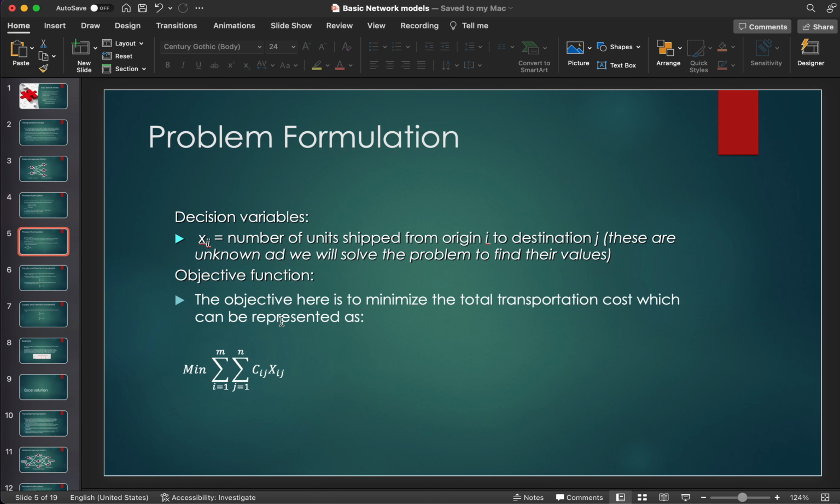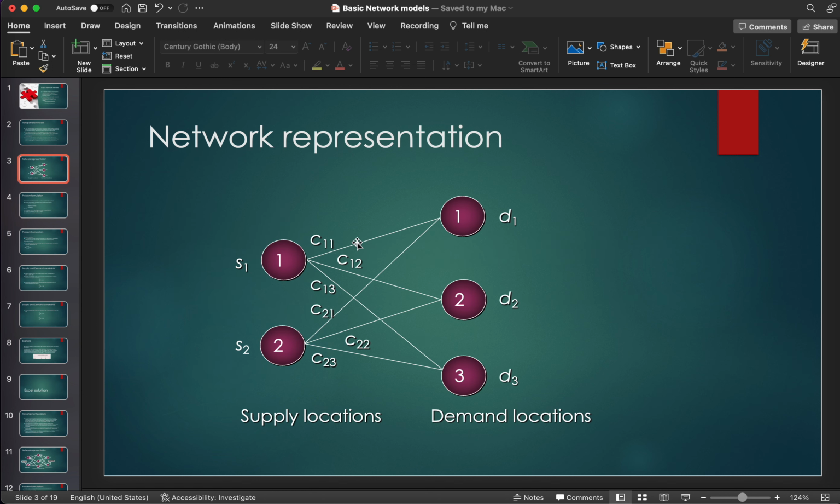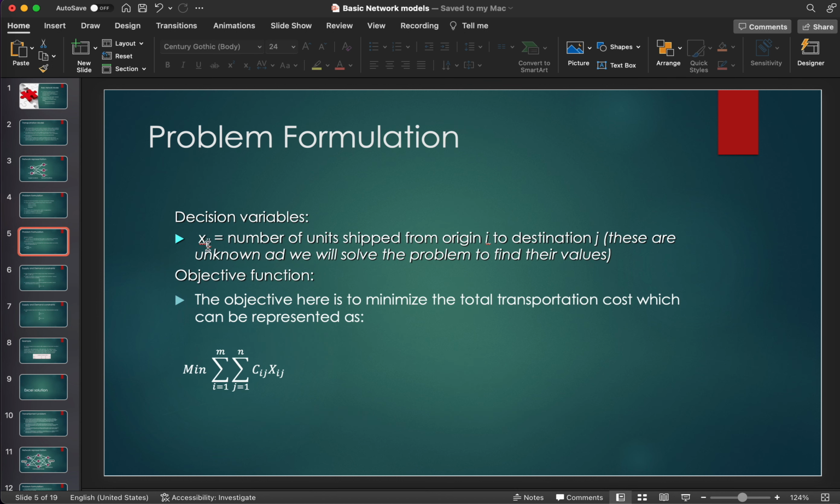Now, we'll begin with decision variables. In this problem, the number of decision variables will be equal to the number of arrows or lines that you see here. Each line will be a decision variable representing the number of units that get transported from, say, this location to this location. So if you have a decision variable xij, that is the number of units shipped from origin i to destination j, or supply location i to demand location j.